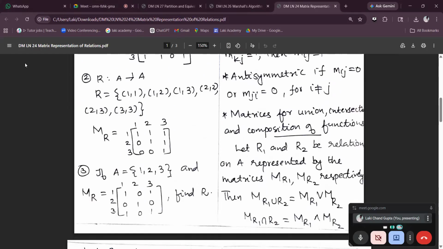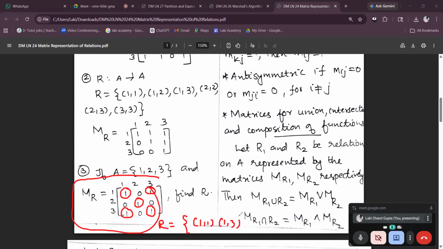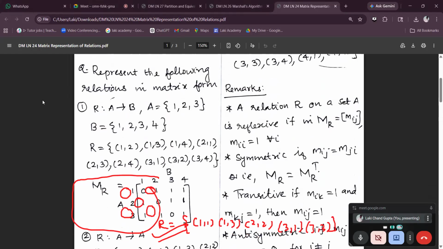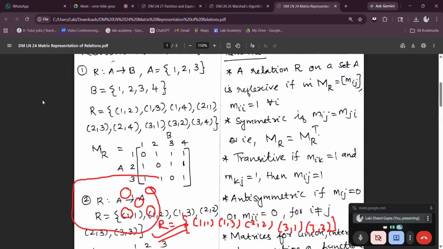Okay, with the help of M, you can also find R, right? What is the relation? Wherever you get 1, they are getting pair, right? So 1 1, 1 3, 2 2, 3 1, 3 3, right? Yes. Understood? Need not write. I just explained. Okay, right?